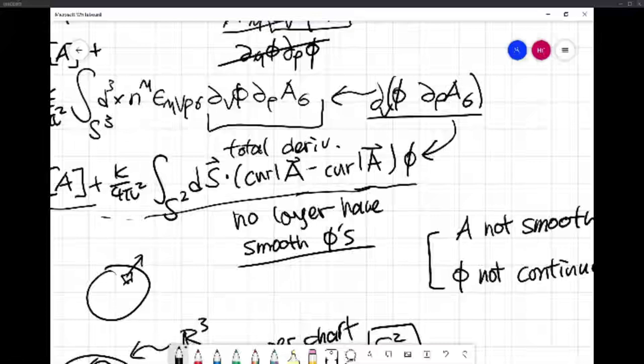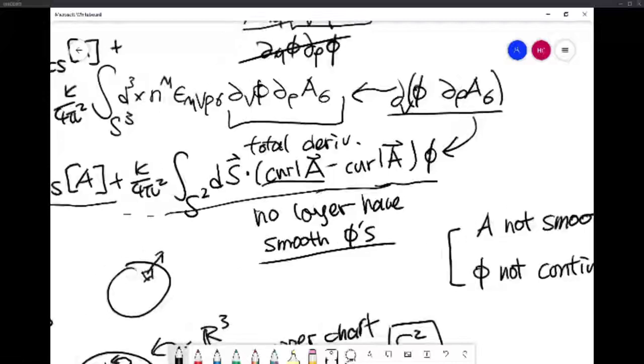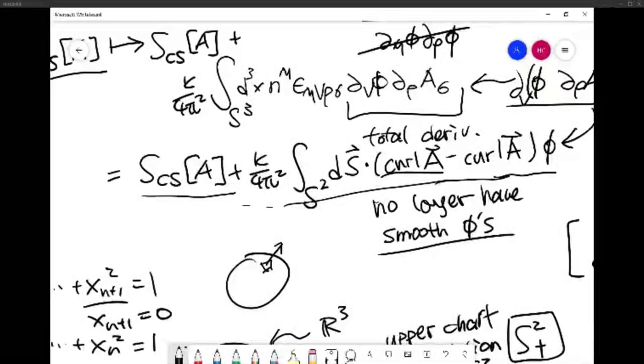pointwise. Because at a single point, what can happen is that this object itself isn't even defined. It's like infinity or something, right? And then you can't really say that infinity minus infinity is zero. That doesn't really make any sense. So this additional term is the gauge transformation of the Chern-Simons action.